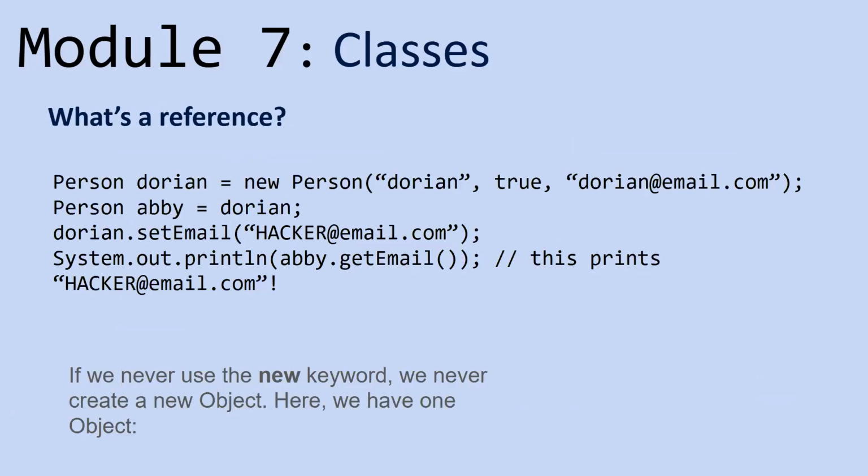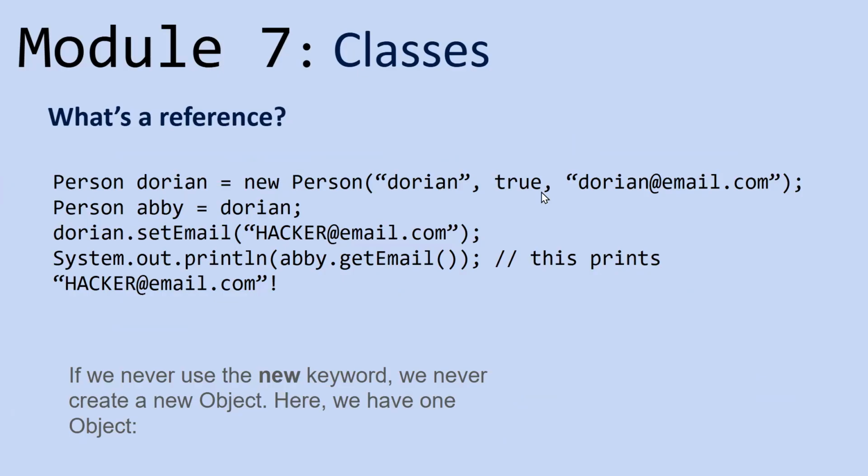Cool. And then, if I remember correctly, this is the last topic. I could be wrong though. So now talking about what a reference is. So let's say, back to the person example, I'm making a new person object, Dorian.